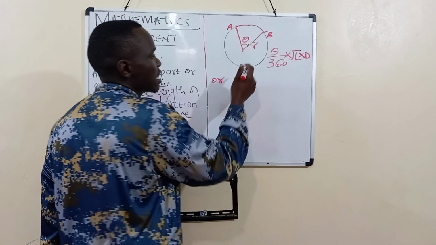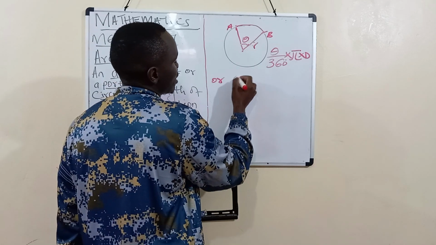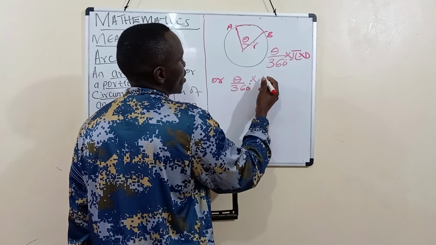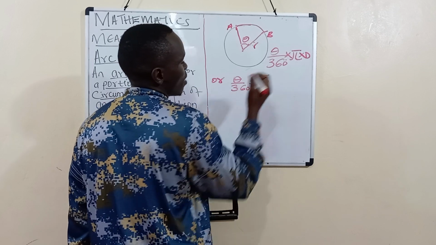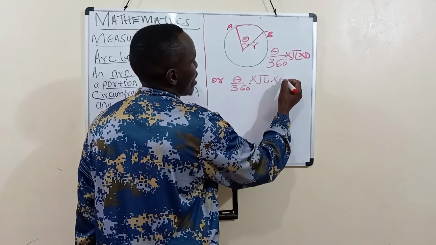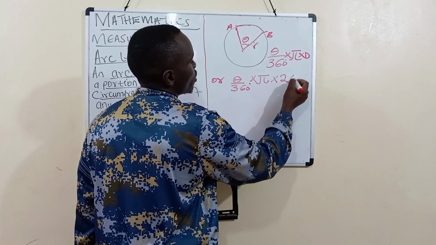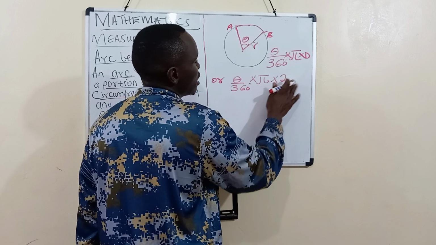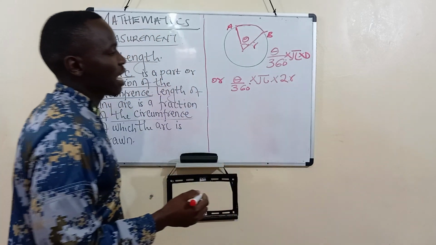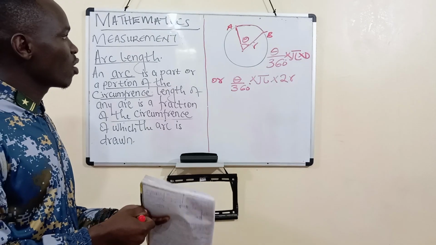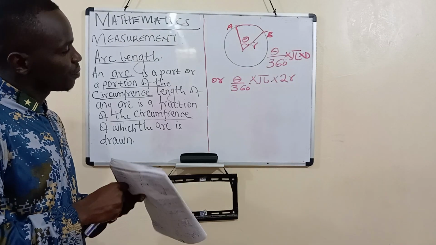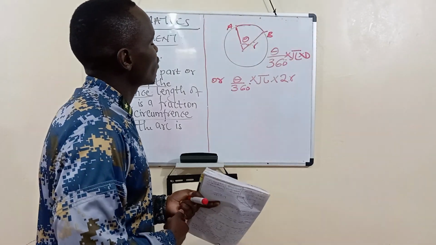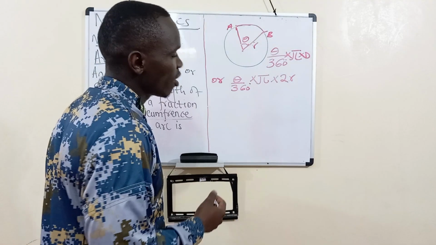Or we can obtain the length of the arc by getting theta all over 360 degrees multiplied by pi multiplied by 2r, meaning that 2r stands for the diameter. So in this case, these two methods can help you obtain the length of the arc.